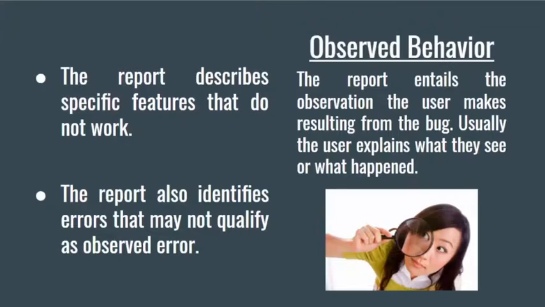The observed behavior entails a report on what the user knows about the specific software. The user must provide details of what indeed happened or took place. Usually, the user may basically record or report what happened to the software or what they saw, and this means that the report contains what the user observes. In the report, the user identifies the individual features that do not work or do not appear as they are supposed to be. The report may also identify errors that may not qualify as observed error.